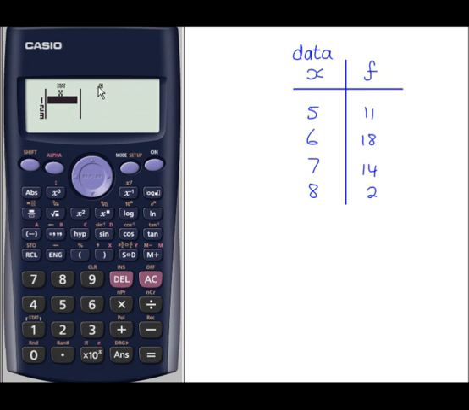Now the frequency column here is missing. To turn on frequencies, you need the setup function. Shift, setup. The little arrow here is telling you that there are more options that don't fit on the screen, so you can scroll down using the scroll key. Statistics, option 3 here. Frequencies, option 1 to turn on frequencies. There we go. So enter everything into column 1 first, the X values. Press equals after each entry.